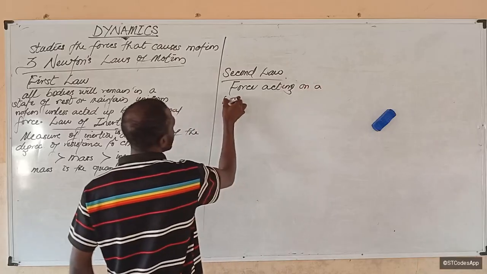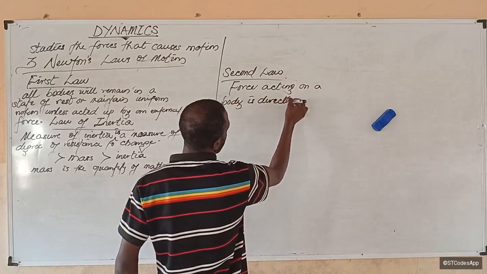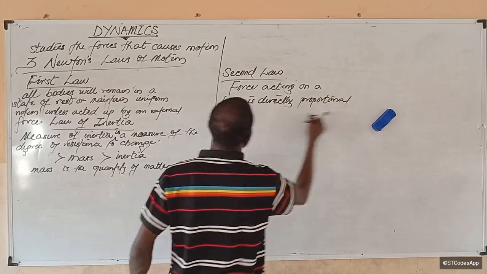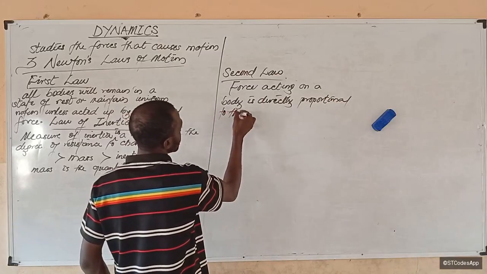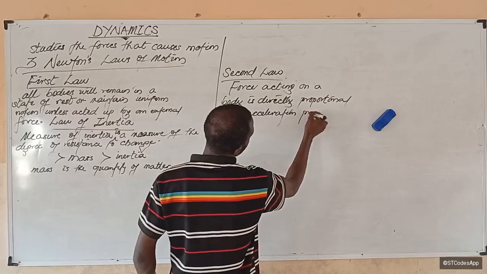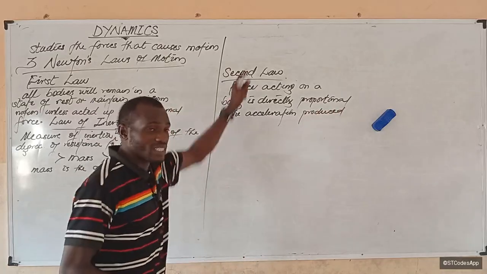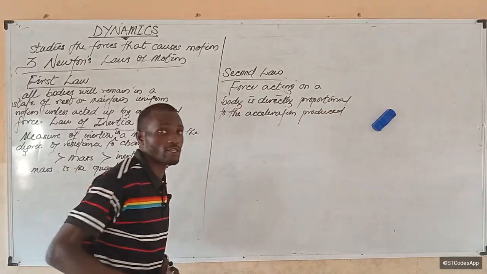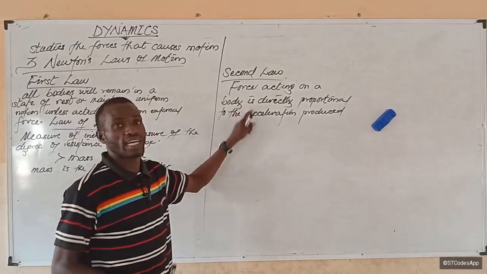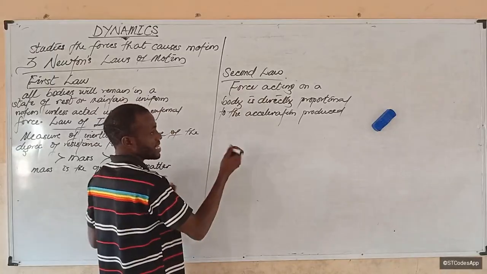a body is directly proportional to the acceleration produced by the body. The force acting on the body is directly proportional to what? The acceleration produced. Okay? Now, one thing that you should know is that when we say the force, we're actually talking about the net force.